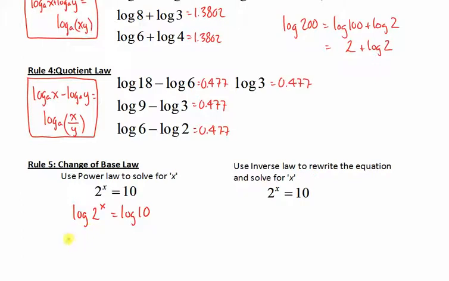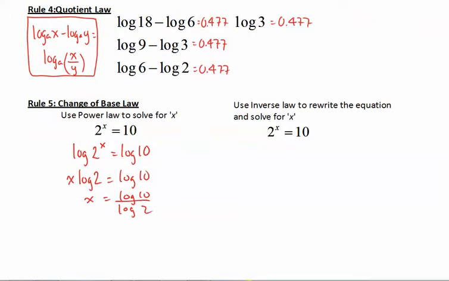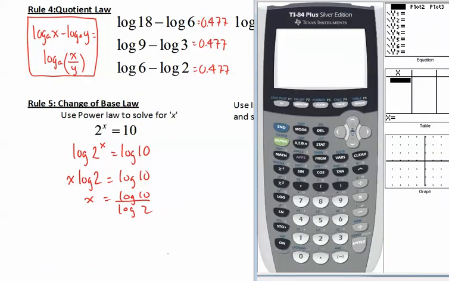Okay, I'm going to show you the work on this one. There's my power law used. A power that I'm taking the log of can be rewritten with the base left in place and the exponent as a coefficient. This is a multiplication, so to isolate x I would write log 10 over log 2, and I could evaluate that on a calculator if I wanted a decimal value.